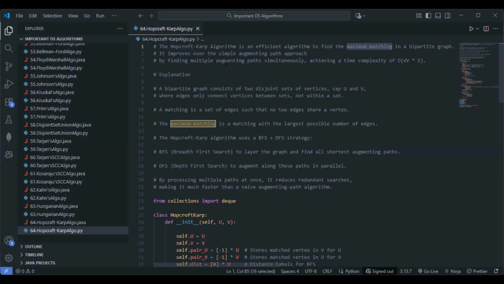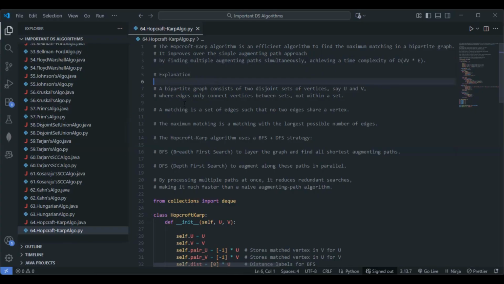It improves over the simple augmenting path approach by finding multiple augmenting paths simultaneously, achieving a time complexity of square root of V times E, that is O(√V · E), right? So let's get into the definition part.